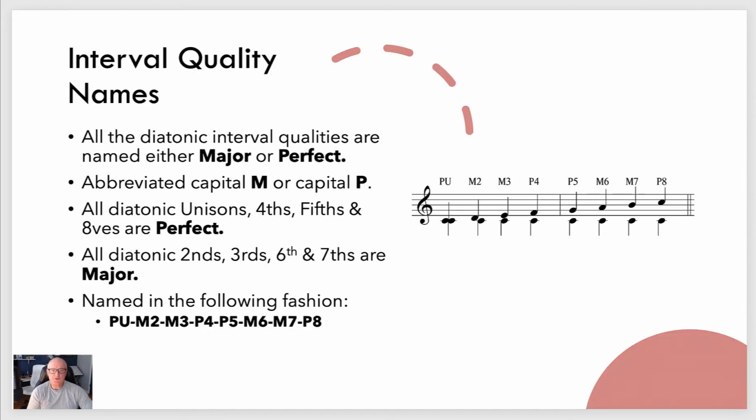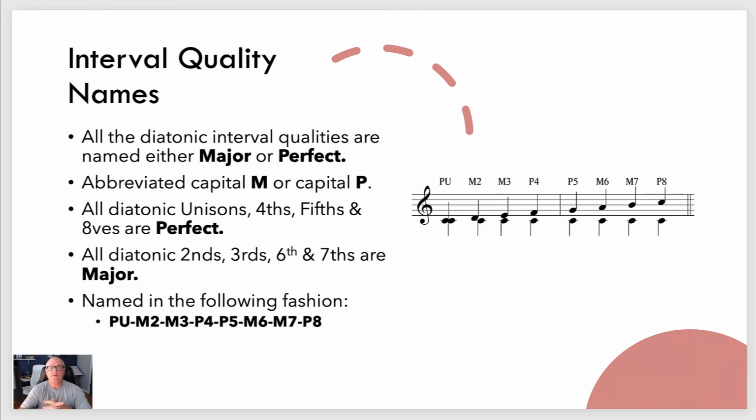Now, interval quality names are very, very important because they tell us the difference between major, minor, augmented, diminished, and perfect. All the diatonic interval qualities are named either major or perfect. So if you look at this chart, we have a perfect unison, 2 notes, 2 instruments, 2 singers playing the same note, major second, major third. Now listen, it's not a major fourth. It's called a perfect fourth. Then a perfect fifth, major sixth, major seventh, perfect octave.